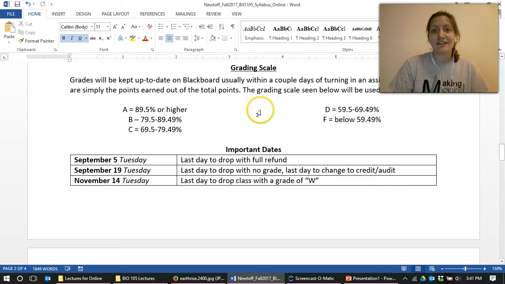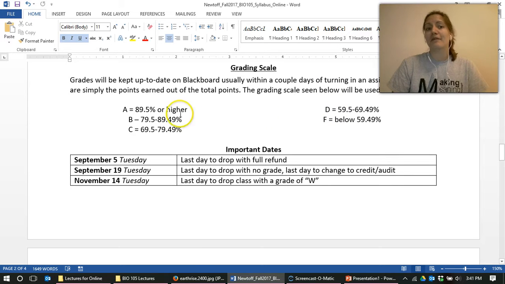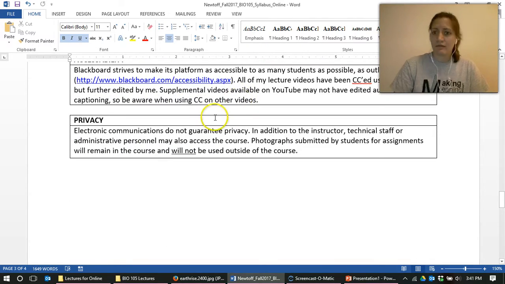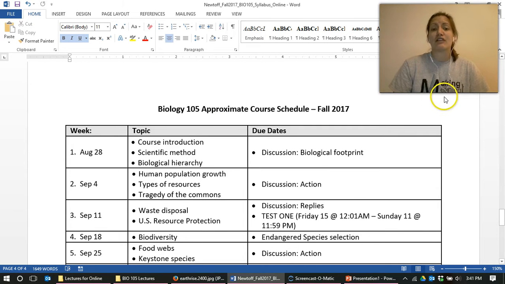Here you can find the grading scale. I do give you a little bump up. If you do have a 0.5, I do round that up. Lots of information that you see in every syllabus. And then finally is our schedule.